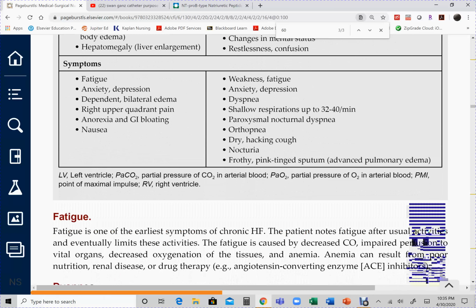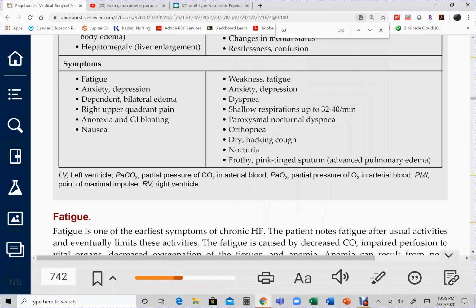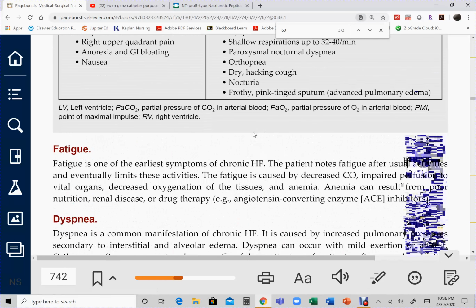And because cardiac output drops, you'll have symptoms of low cardiac output: weakness, fatigue, again depression, dyspnea, and the rest. The frothy pink sputum here again only appears if the pulmonary edema is really worse. Nocturia occurs, that is increased urination at night. There will be an explanation here. I'll let you read it. Let me explain it now.